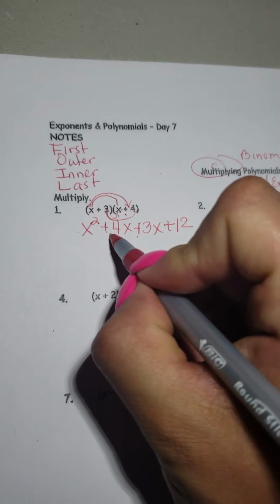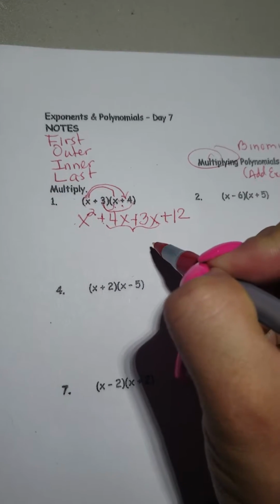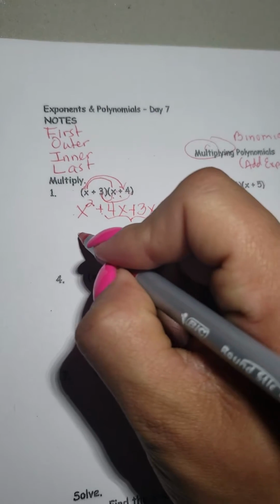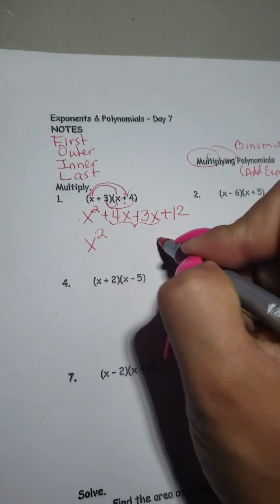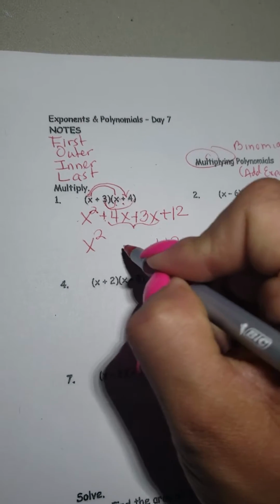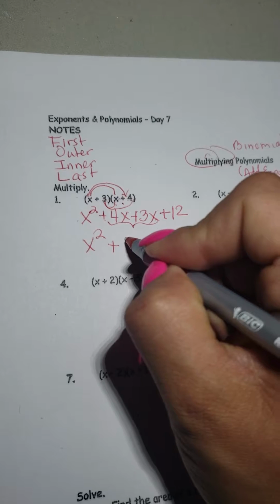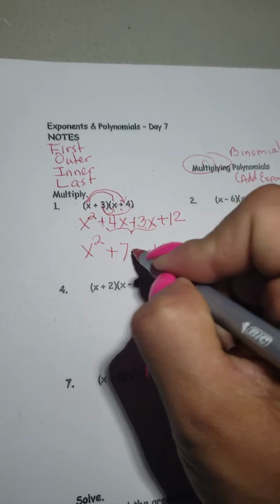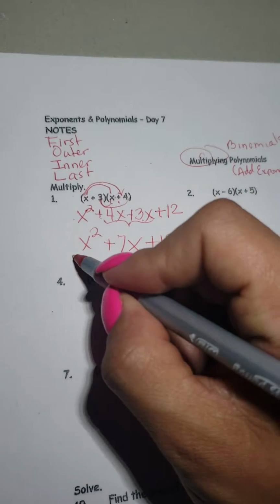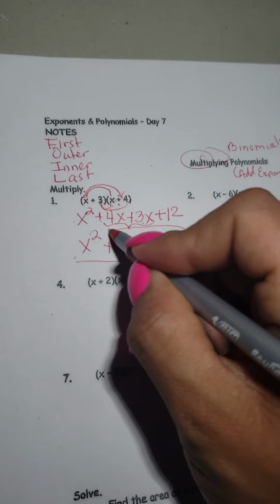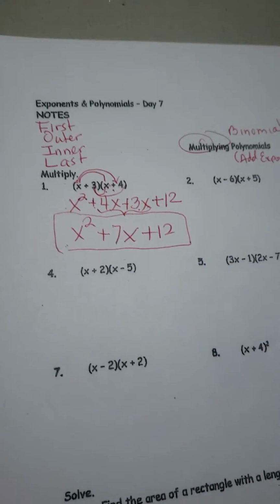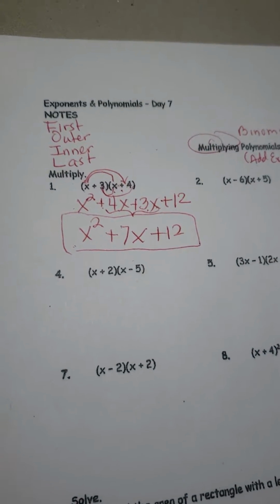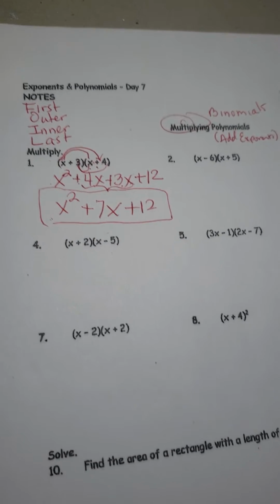Almost always in the middle, these two are going to be like terms, so they will combine. Not the first one and not the last one, but just the middle two terms. 3 plus 4, 7, and don't forget the x. That is our answer. Okay. Questions?